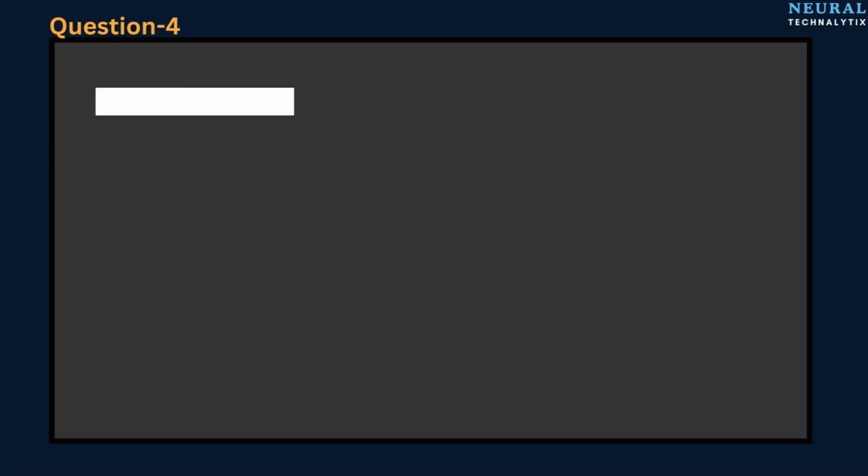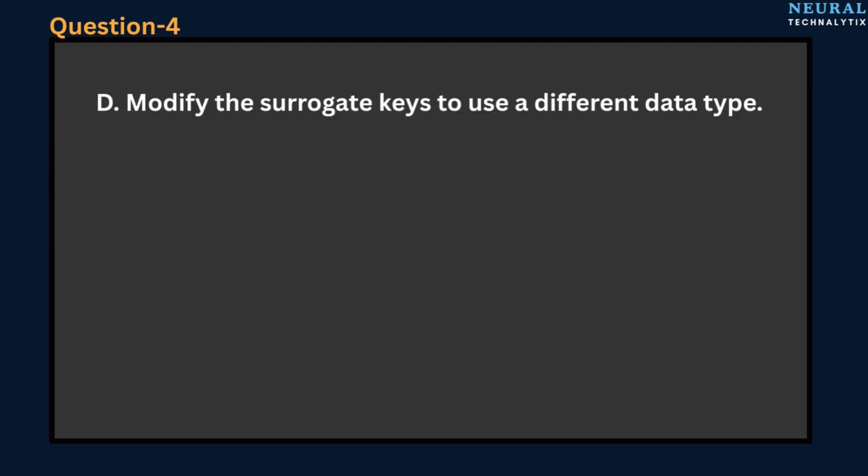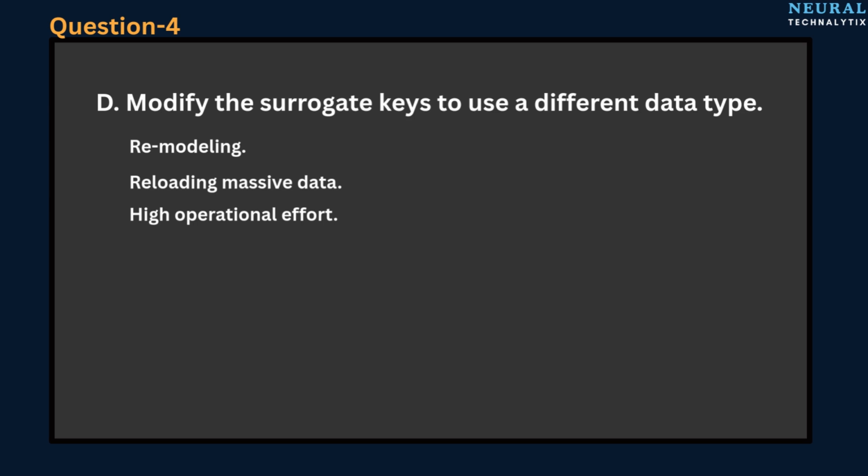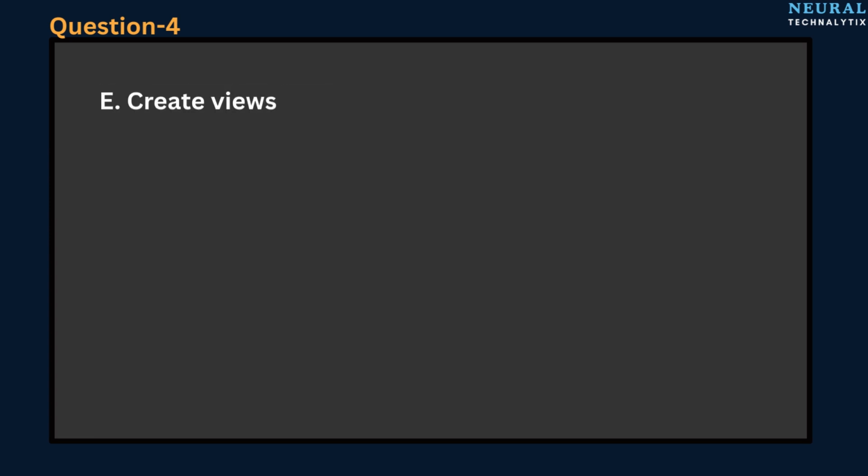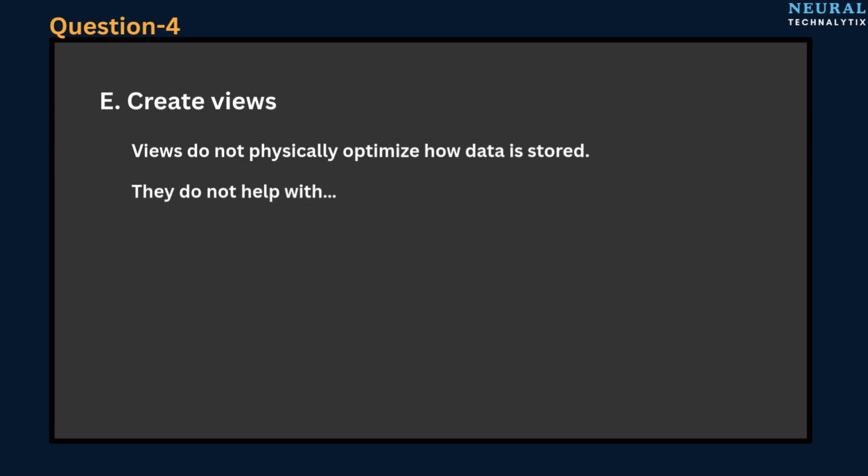Now, option D, change the surrogate key data type. This would require remodeling, reloading massive data, high operational effort, and the performance gain is uncertain. So this is not the best solution. Next, option E, create views. Views do not physically optimize how data is stored. They do not help with large-scale scans or Direct Lake performance issues. So this option is also incorrect.